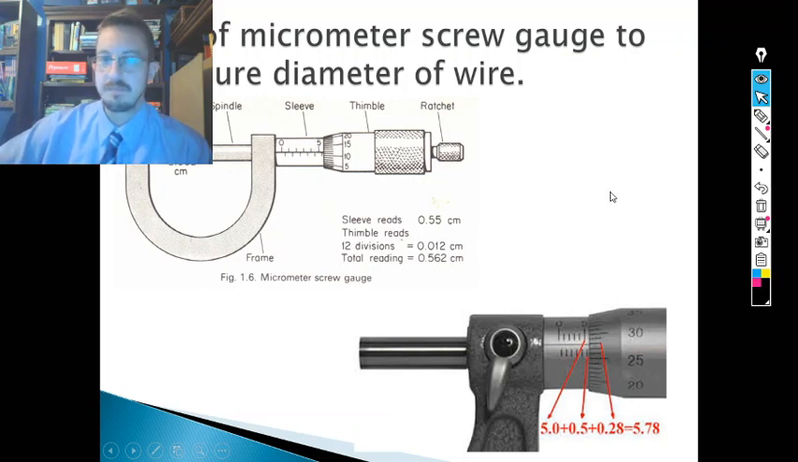Sleeve, the thimble. The sleeve reads 0.55, the thimble reads 12 divisions here, and so that's 0.012, and so the total reading is 0.562 centimeters. It tells you the space in between that you've pinched down on there.